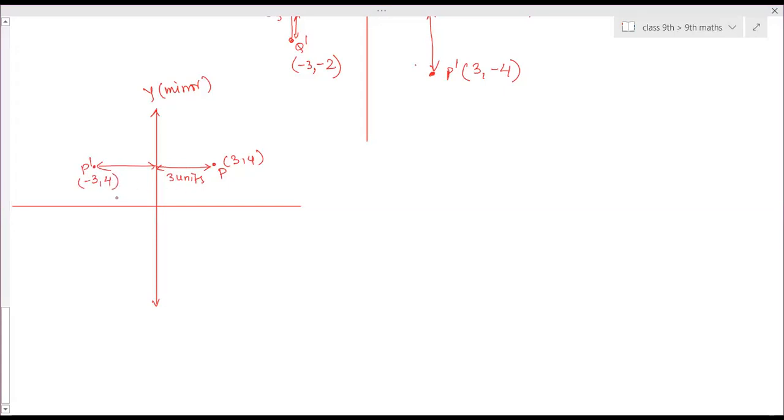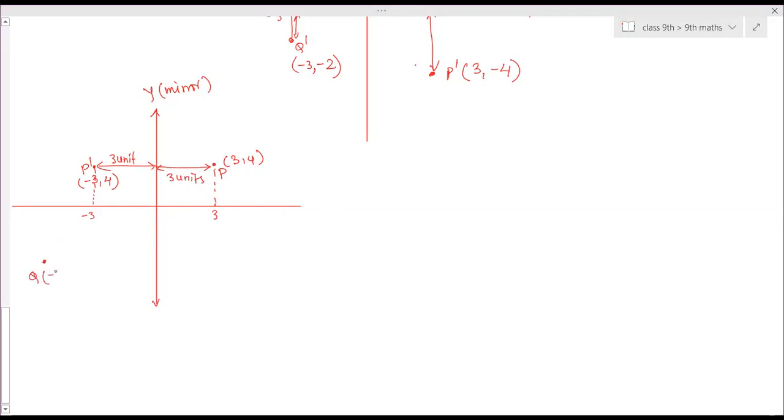Only the x coordinate will change because the position of x has been changed. P is at this position, whose coordinate is 3. Now it has gone to this position. So what is the coordinate at this point? It is -3 because it is at a distance of 3 units. Clear?